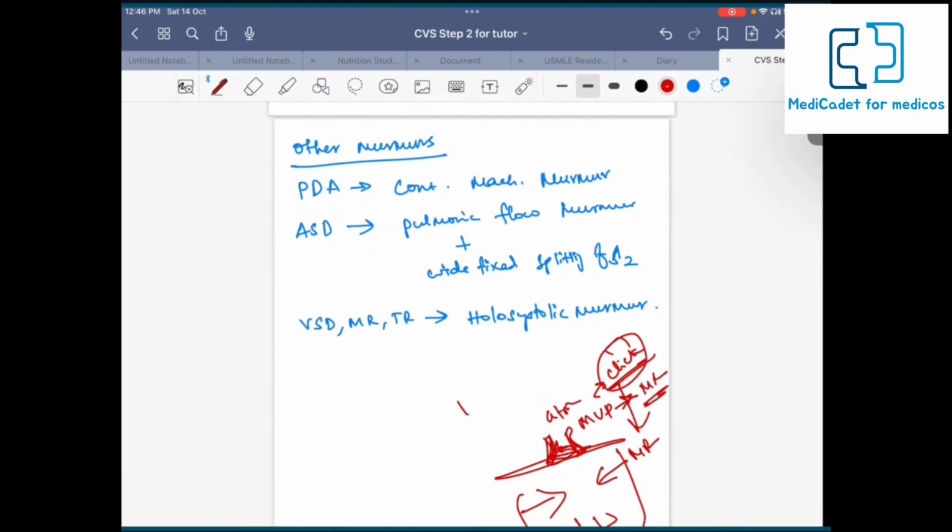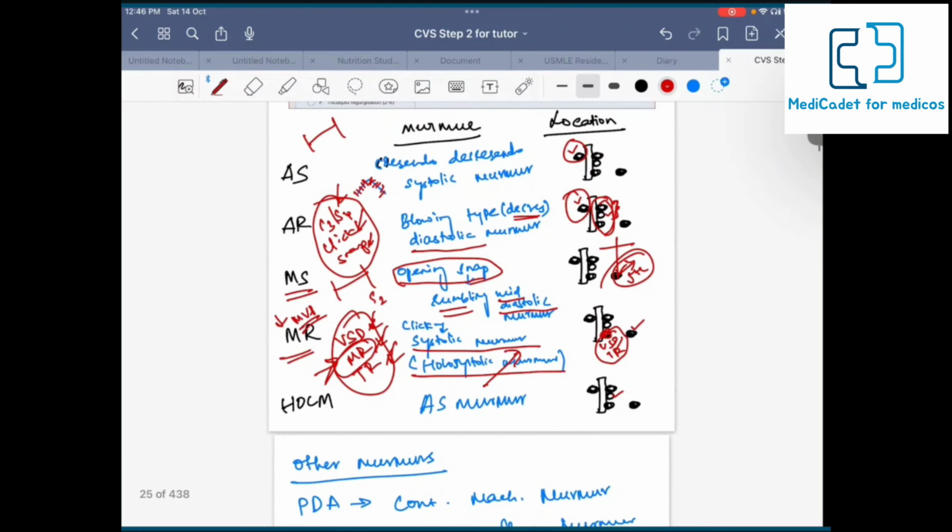So for MR sometimes they will mention holosystolic murmur, but not all the time. Sometimes it will be just a systolic murmur, or sometimes a click followed by a systolic murmur, or if they mention only a click, it's going to be MVP. I hope you're clear on that. And the location is the same, the mitral area.